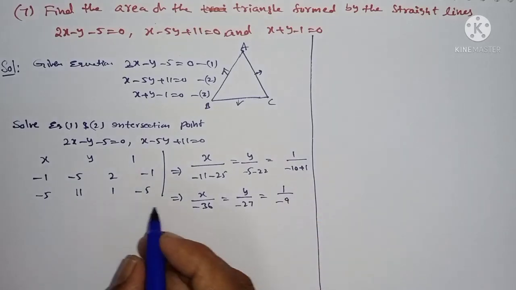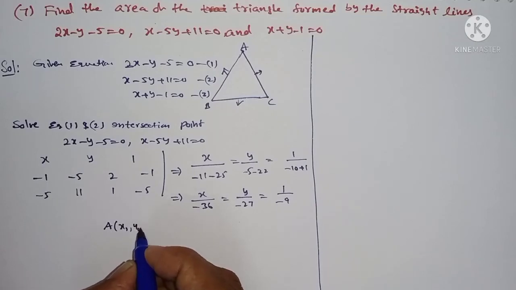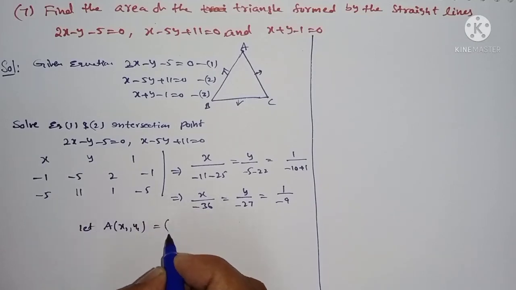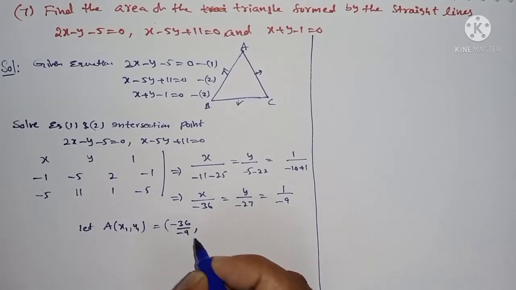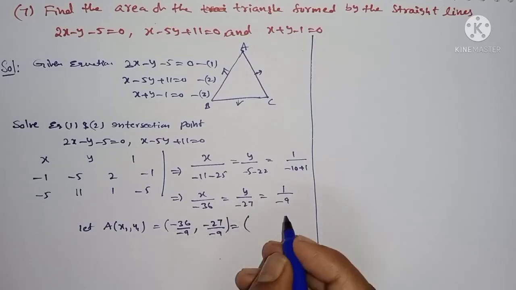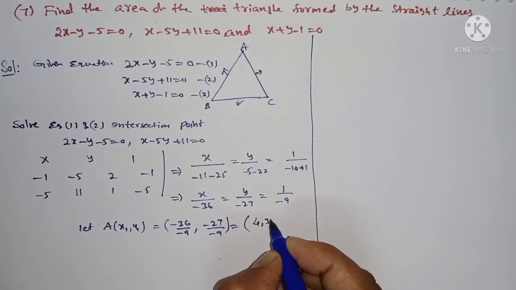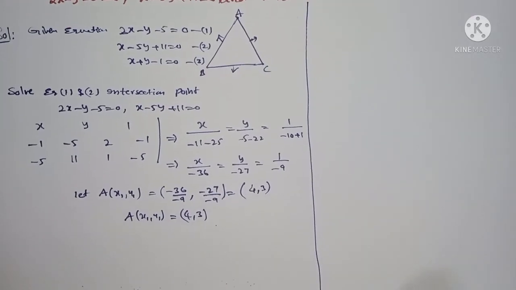Therefore you intersecting the A of x1 comma y1. Let here x1 comma y1, how much that is minus 36 by minus 9 comma minus 27 by minus 9, is nothing but 4 comma 3. A of x1 comma y1 is 4 comma 3. You got here 4 comma 3. And similarly you can solve 2 and 3. Listen, 2 and 3 how can you solve here? Observe here.